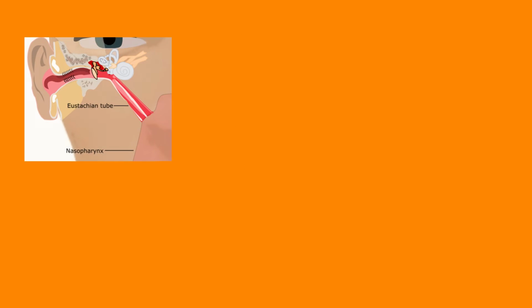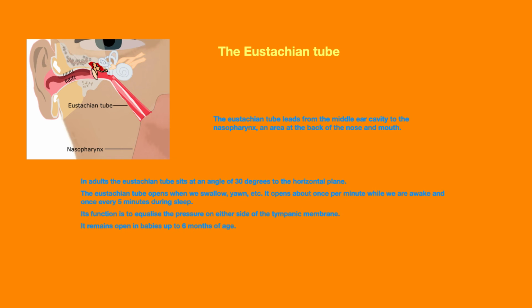The Eustachian tube, or the auditory tube, leads from the middle ear cavity to the nasopharynx, an area at the back of the nose and mouth. In adults, the Eustachian tube sits at an angle of 30 degrees to the horizontal plane. The Eustachian tube opens when we swallow or yawn. It opens about once per minute while we are awake and once every 5 minutes during sleep. Its function is to equalize the pressure on either side of the tympanic membrane, that is, to keep the middle ear pressure the same as that of the environment. It remains open in babies up to 6 months of age.